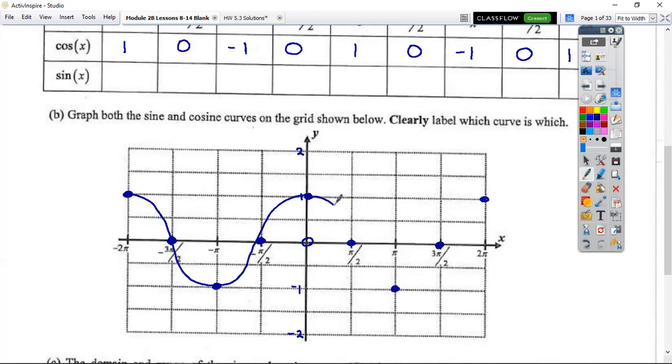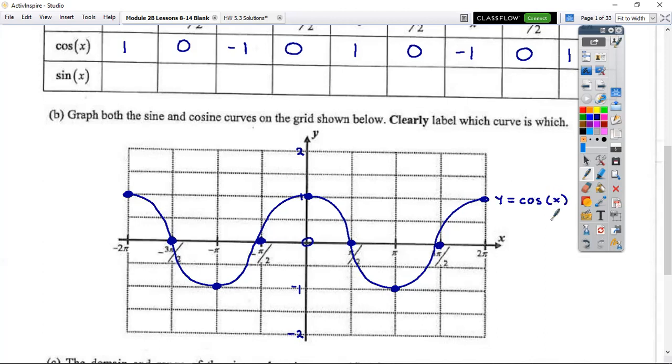All right, so we're going to just swoop it down. And you want these to be nice rounded curves. You don't want to be using a ruler for any of this. Okay, so this is the graph of y is equal to the cos of x.